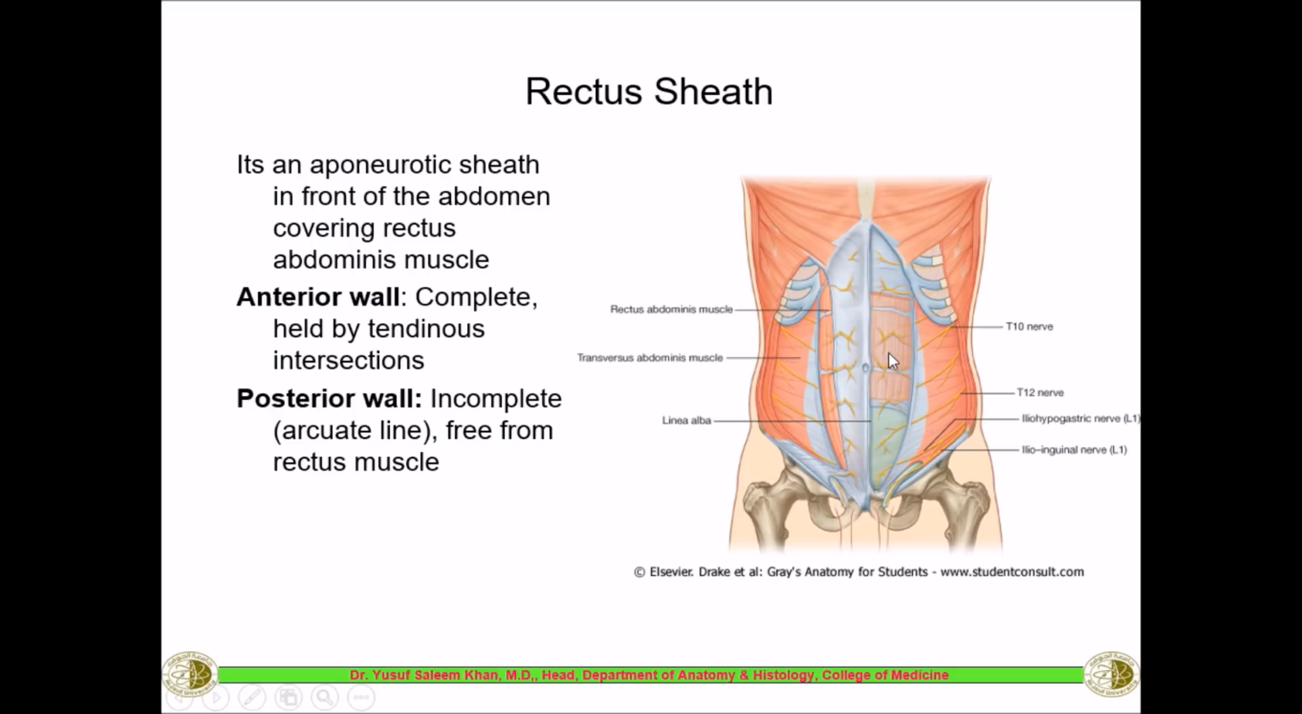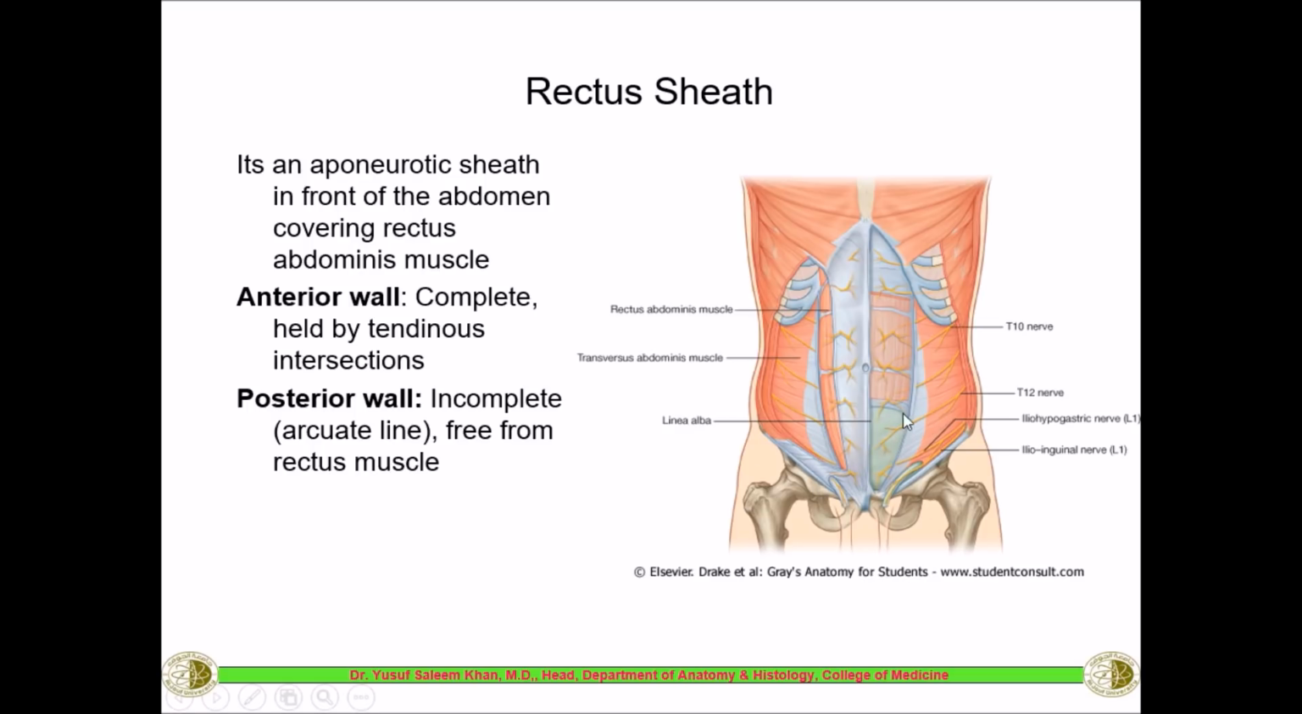If you see the posterior wall, this is incomplete. It extends from above, but as you trace it down, you can see here, where the rectus abdominis is cut so that you can see the posterior wall, that this ends in the form of an arch. This is called the arcuate line, and below this there is no rectus sheath. So directly what you will be facing is the transverse abdominis and the transversalis fascia. The fascia will directly come in contact with the muscle.